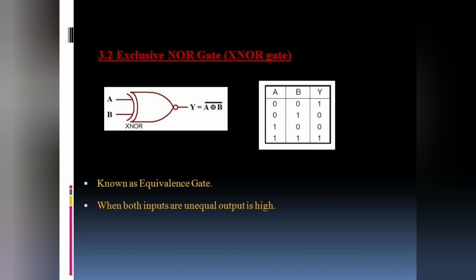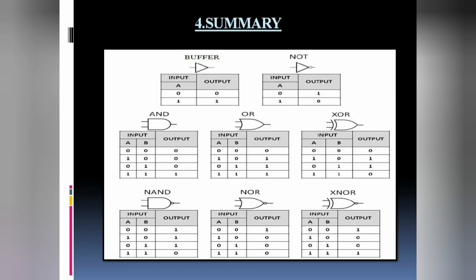XNOR gate. The output of an XNOR gate is 1 when both the inputs are 1 or 0. If either one of the inputs is 1, the output will be 0. That is, an XNOR gate is a logic gate that gives high output if the inputs are the same. That's why it is called the equivalence gate. Every logic gate has a graphical representation or symbol associated with it. Here is an image which shows the symbols and truth tables associated with each logic gate.